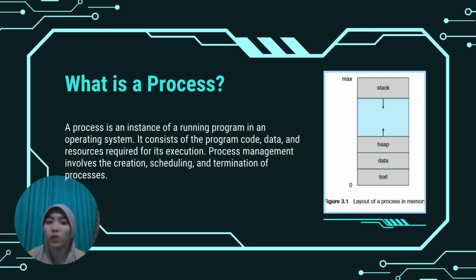When a program is loaded into memory and executed, it becomes a process. Each process has its own memory space, resources, and state. A process can perform various tasks such as executing instructions, accessing files, communicating with other processes, and interacting with users. So, in summary, a process is a fundamental concept in operating systems that encapsulates the execution of a program and represents an active unit of work within a system.